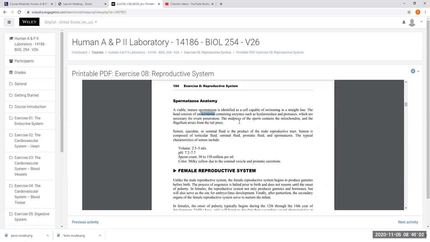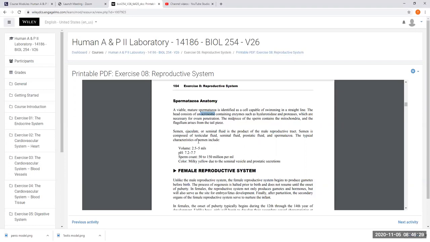And the midpiece region is where you find all of the mitochondria that will make the ATP for the sperm to be able to swim. Just behind the midpiece region containing all of the mitochondria is the flagellum, and it arises as what is called the tailpiece. So the flagellum whips back and forth and allows the sperm cell to swim, right?